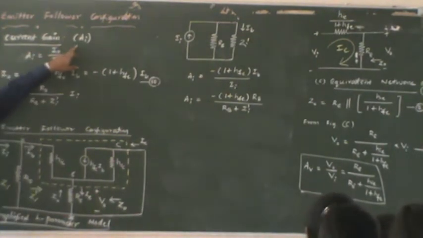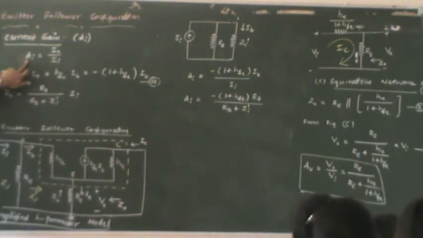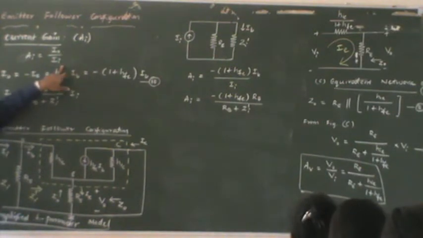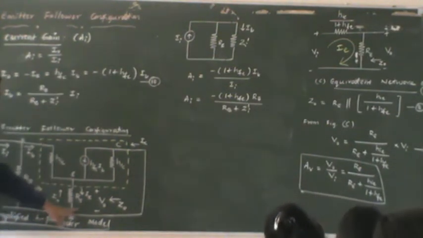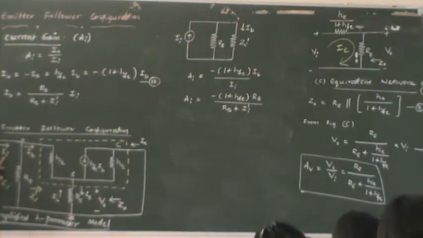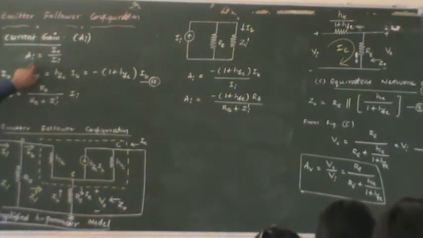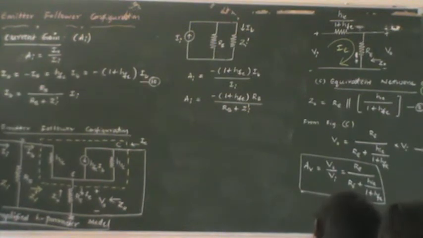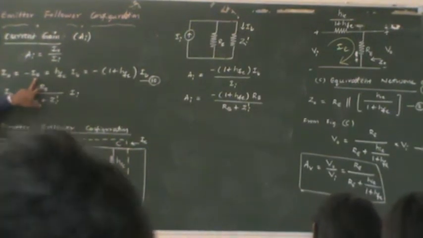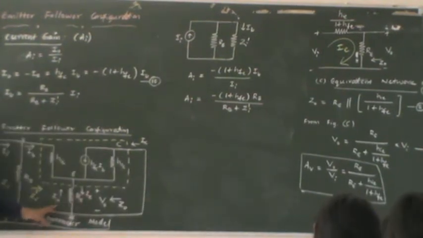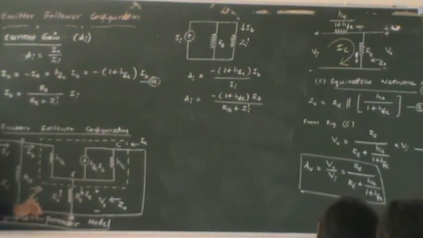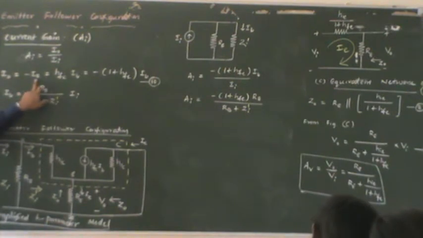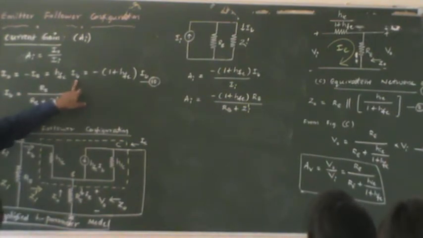Current gain is denoted as AI. From the definition, current gain is output current by input current. From the circuit, output current is I0, and the input current is going to be II. If you take the ratio of these currents, the current going out of the emitter to the input current, that gives you the current gain AI. First, let us derive the formula for I0. I0 is equal to minus IE, because you can see that both directions are reversed in this assumption. I0 is equal to minus IE.